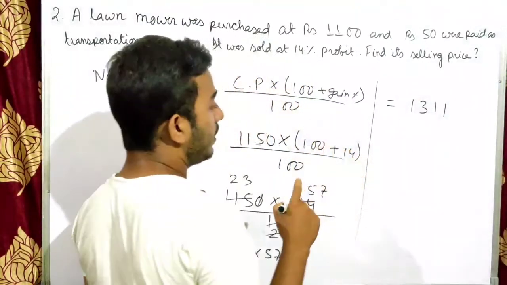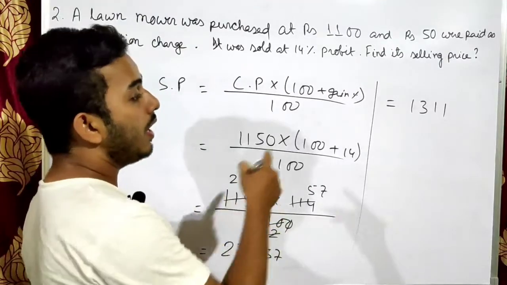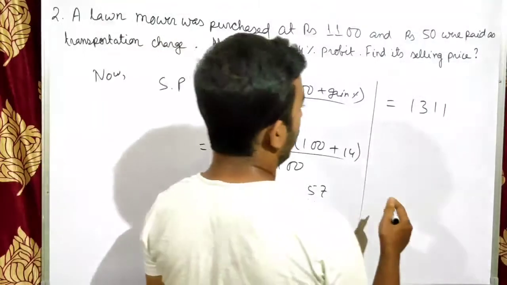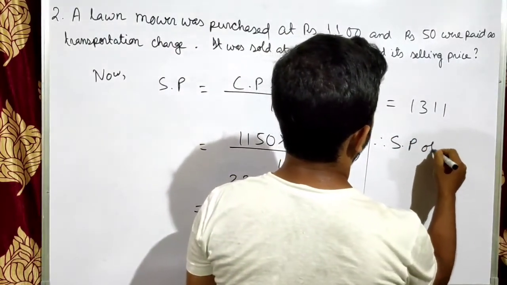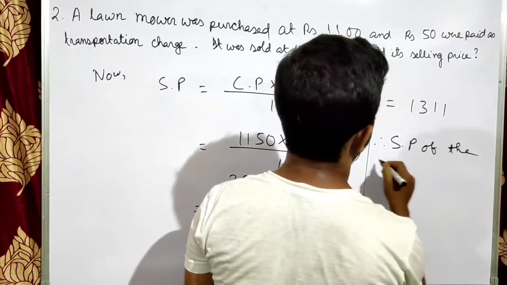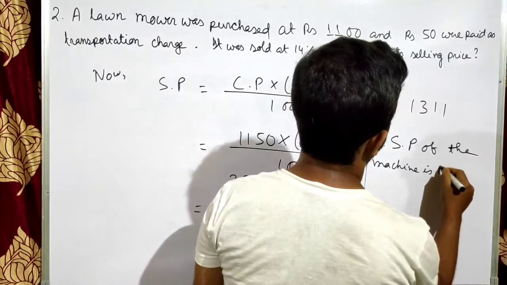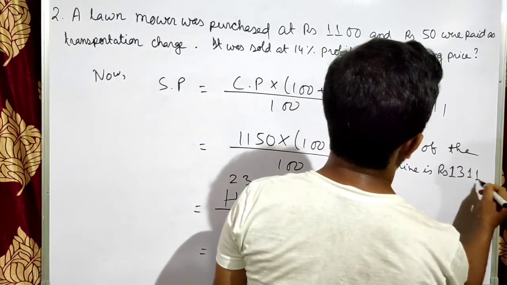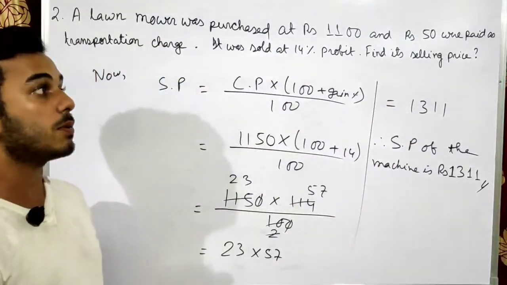Okay, so our selling price was what? Cost price was what? 1150, and selling price is 1311. Okay, so now we will write therefore selling price or SP of the machine. SP of the machine is rupees 1311.